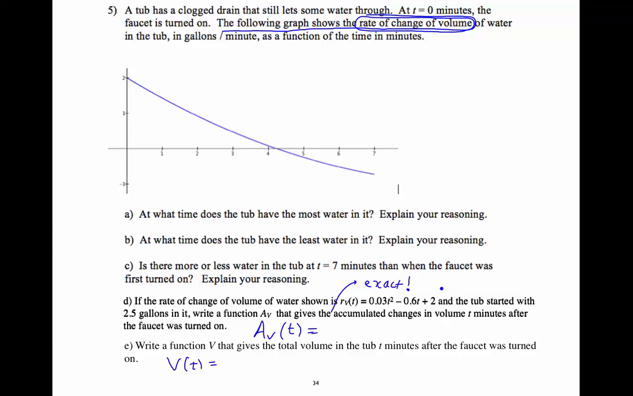Okay, let's do it. What time do you think the tub has the most water in it? At what time here, between 0 and 7 minutes? It's all minutes, right? Between 0 and 7 minutes, what time do you think the tub has the most water in it? I heard 0. I heard around 4. 4.1.